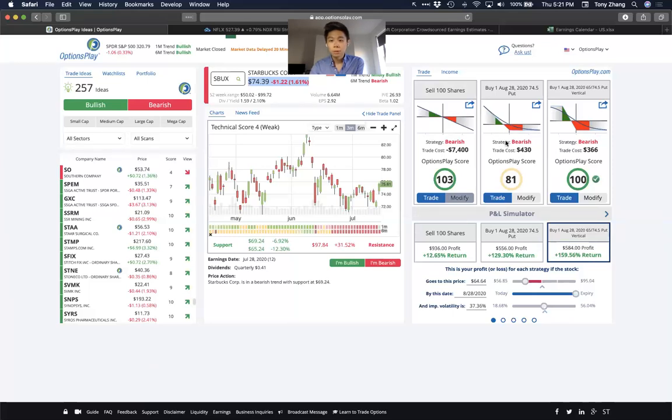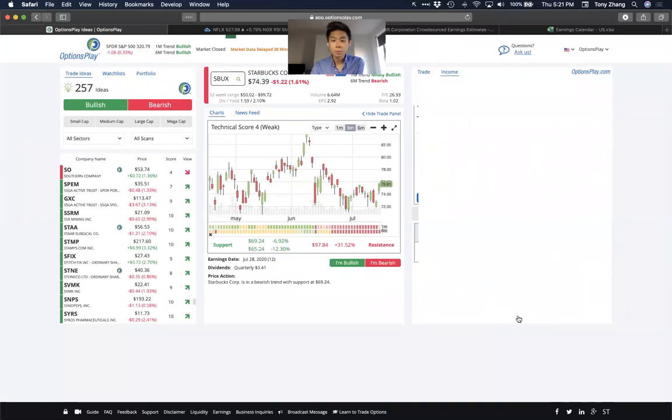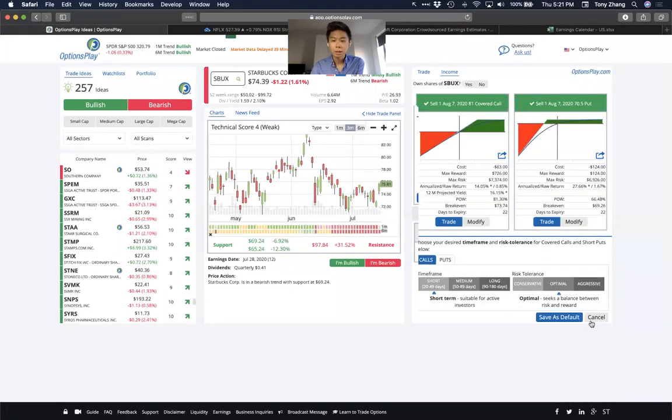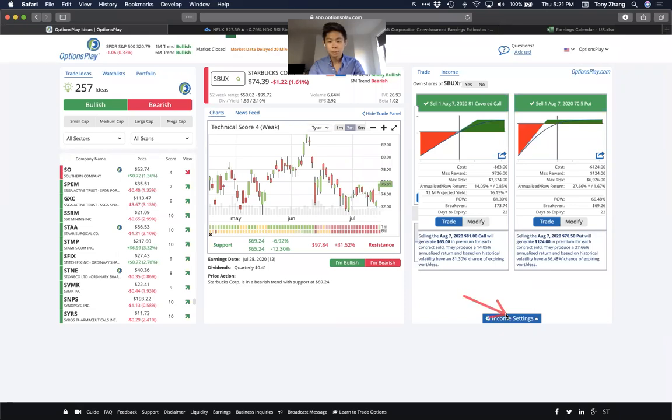Where do you set up your preference if you trade for income? On the income tab at the very bottom, there's a button that says income settings right here. You click on that to set your income settings, Ben.